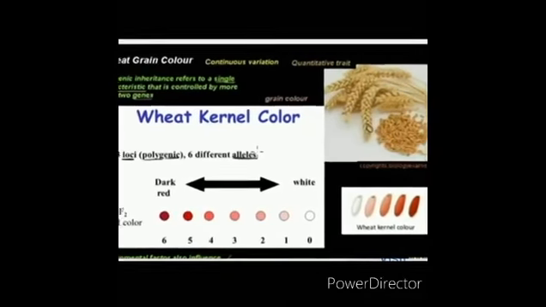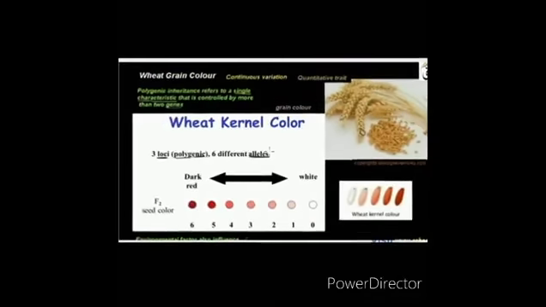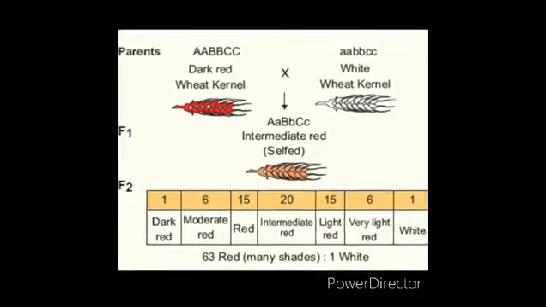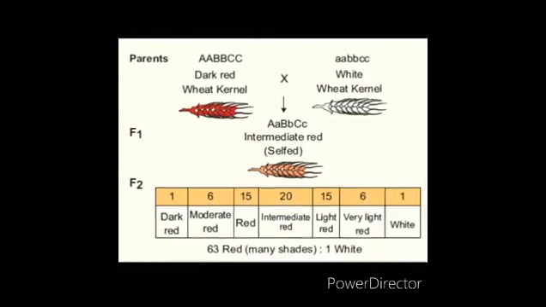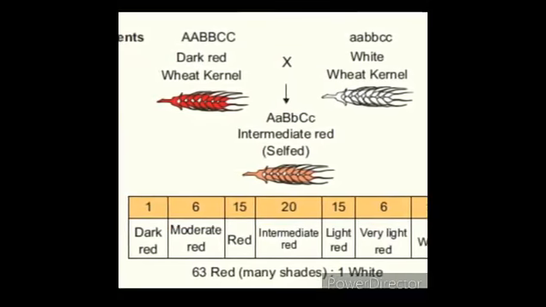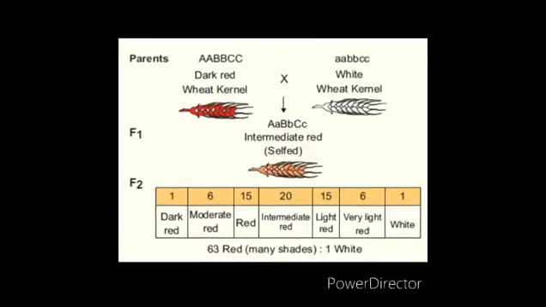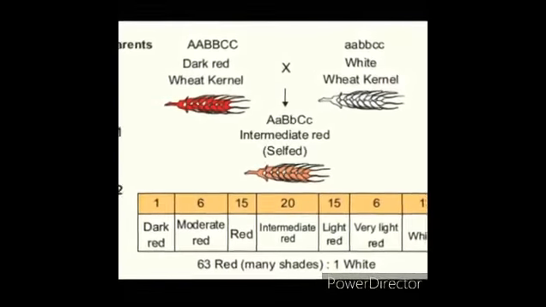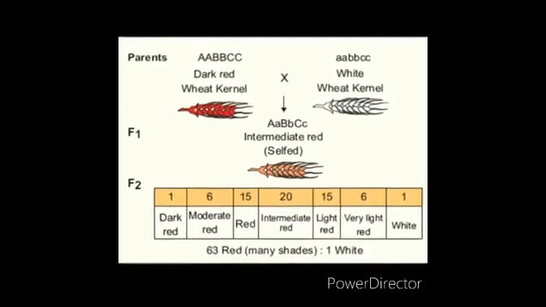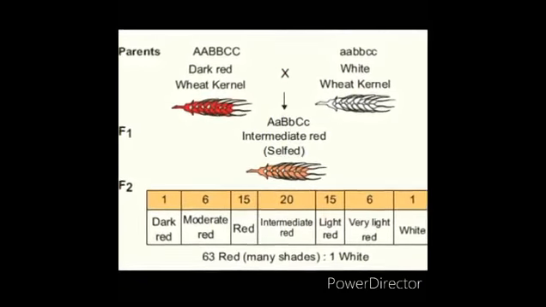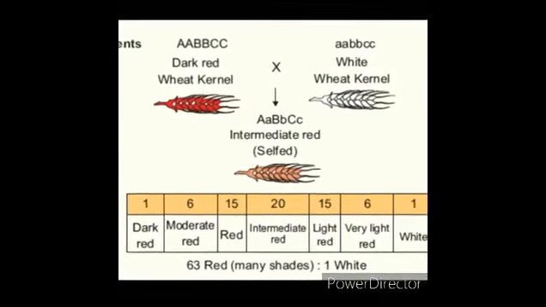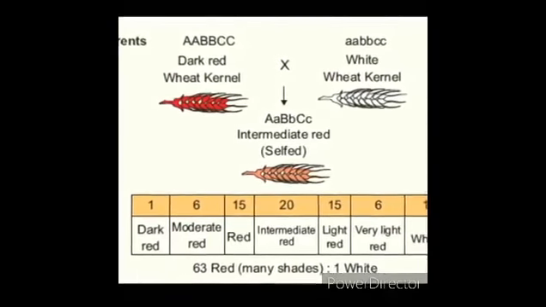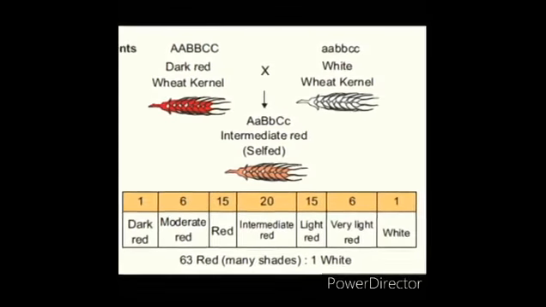Later, researchers discovered that a third gene also affects the kernel color of wheat. 3 independent pairs of alleles were involved in wheat kernel color. Nilsson-Ehle found the ratio of 63:1, that is 63 red and 1 white color. In F2 generation, 1 dark red, 6 moderate red, 15 red color, 20 intermediate red color, 15 light red color, 6 very light red color and 1 white color.